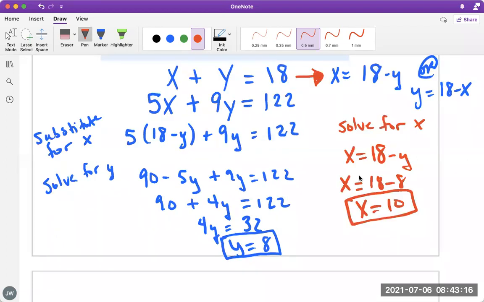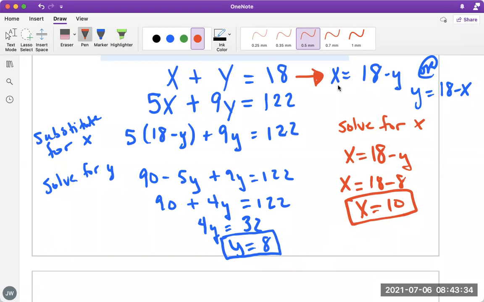All right, students, did you get 10 for X? Hopefully so. Awesome, awesome. If not, please find your mistake so that way we can figure out what went wrong. And you can pause and go back. Remember, whenever you get ready to solve for the second variable, all you do is plug it back in.